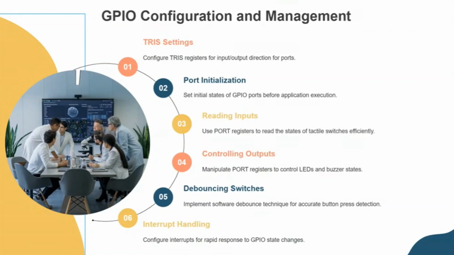GPIO configuration and management: TRIS settings, port initialization, reading inputs, controlling outputs, debouncing switches, interrupt handling. TRIS settings configure TRIS registers for input output direction of ports. Port initialization sets initial states of GPIO ports before application execution. Reading inputs uses port registers to read the states of tactile switches efficiently. Controlling outputs manipulates port registers to control LEDs and buffer states. Interrupt handling configures interrupts for rapid response to GPIO state changes.